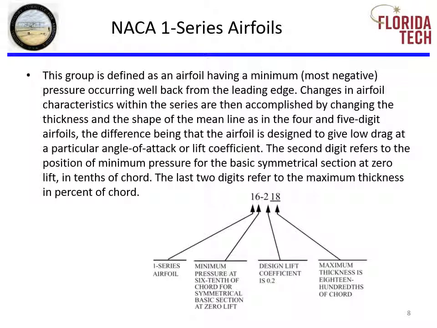This group is defined as an airfoil having a minimum, or most negative, pressure occurring well back from the leading edge. Changes in airfoil characteristics within this series are then accomplished by changing the thickness and the shape of the mean line, as in the 4- and 5-digit airfoils. The difference being that the airfoil is designed to give low drag at a particular angle of attack or lift coefficient. The second digit refers to the position of minimum pressure for the basic symmetric section of 0 lift in tenths of a chord. The last 2 digits refer to the maximum thickness in percent of the chord.